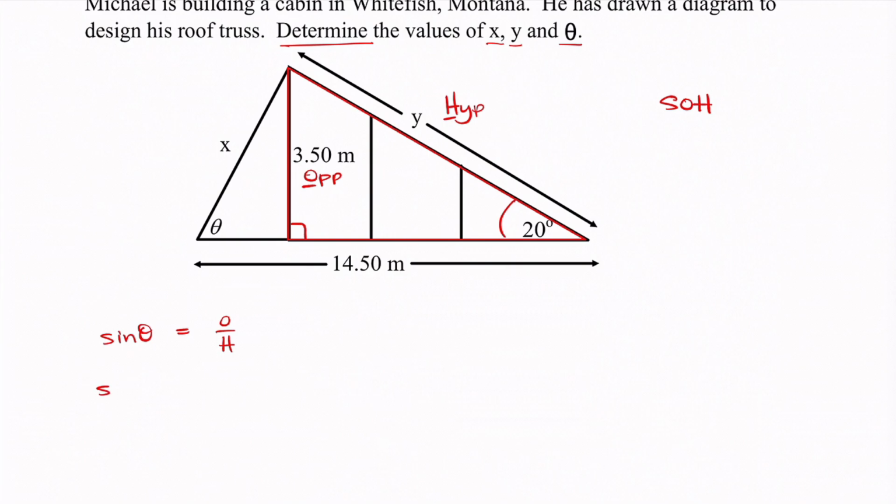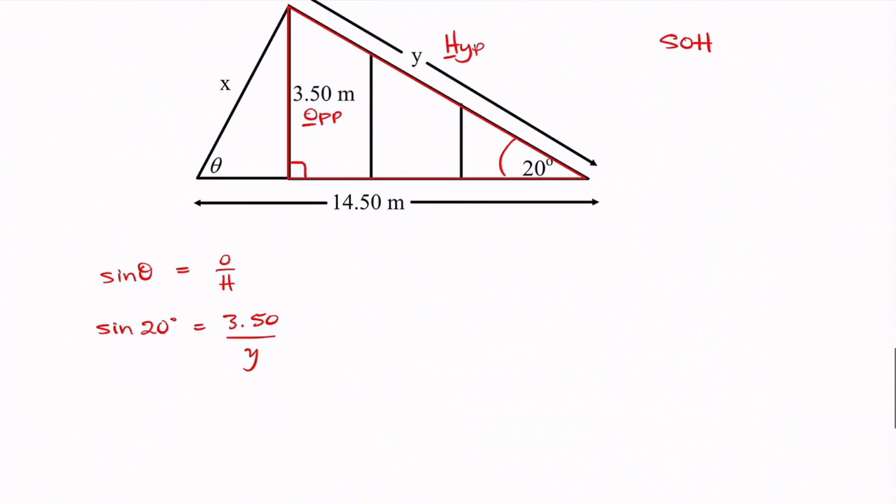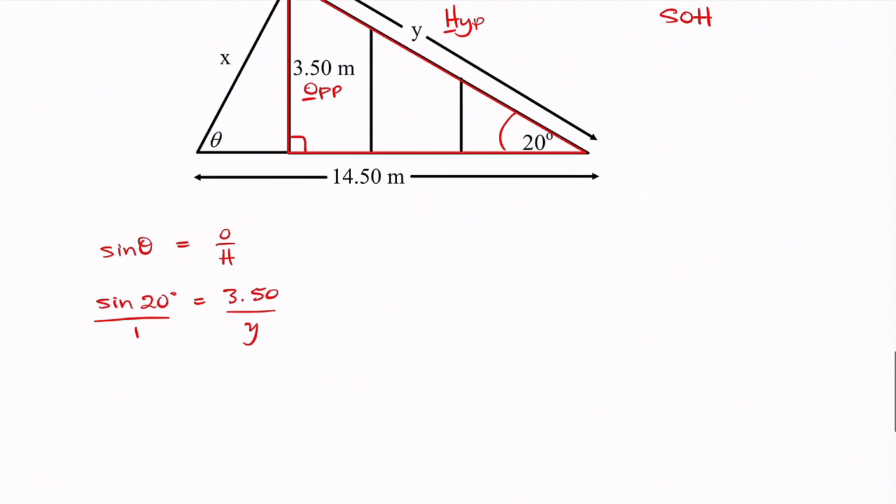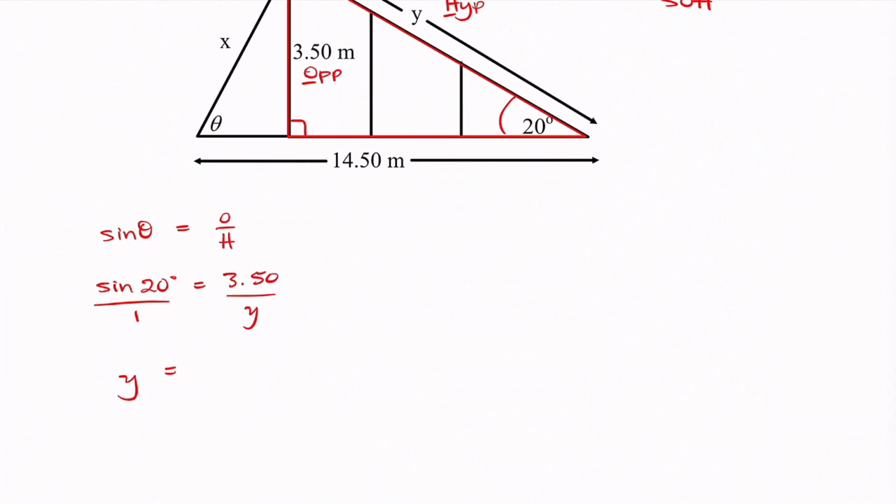Then we're going to fill it in. So sine of the angle, which is 20 degrees, equals opposite, which is 3.50, over the hypotenuse, which is y. Then we're going to put this over 1 and do our cross multiply and divide. So y is going to be equal to, cross multiply these two, and then divide by that one. So divide by sine of 20 degrees.